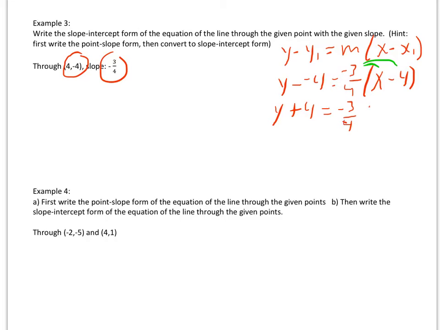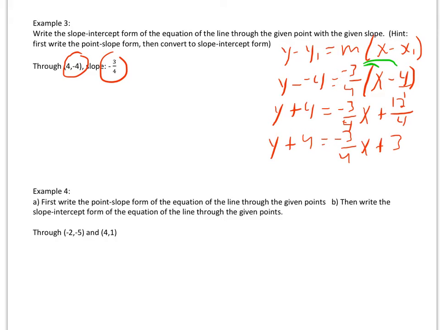-3/4 x, and if we multiply those together, so if -4 is the same as -4/1, I take -3 times -4 and get a +12. Bottom number, or denominator times denominator, so 4 times 1 we get 4. And now we can clean this up a little bit. We get y plus 4 equals -3/4 x plus 3.